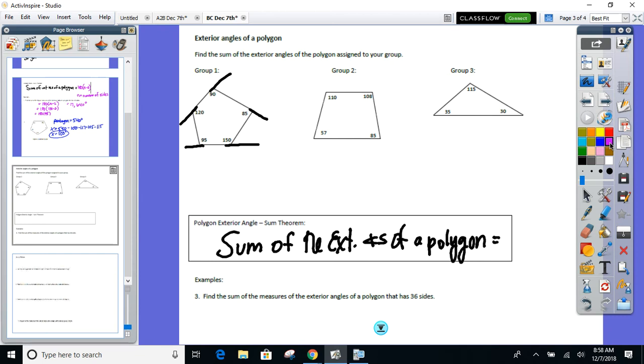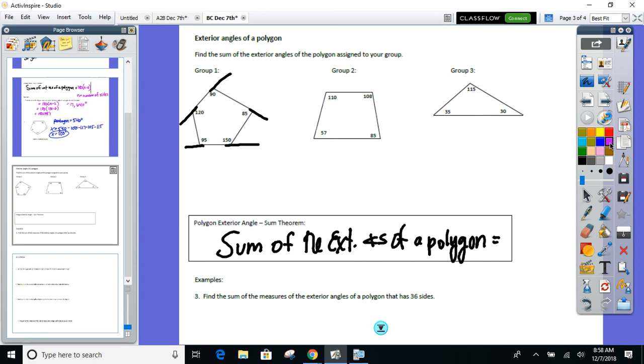All right, we ready to report back? Hopefully we can see a pattern from this. Group 1, what did all your exterior angles add up to be? 360 degrees. Group 2, what did yours all add up to? Whoa. Different number of sides, still the sum was the same for the exterior angles. And group 3.